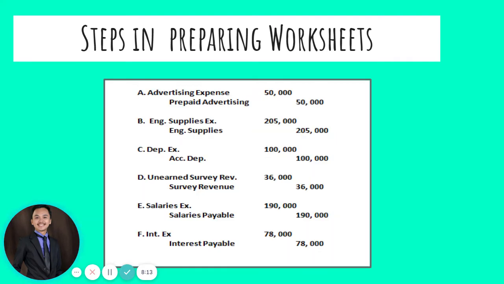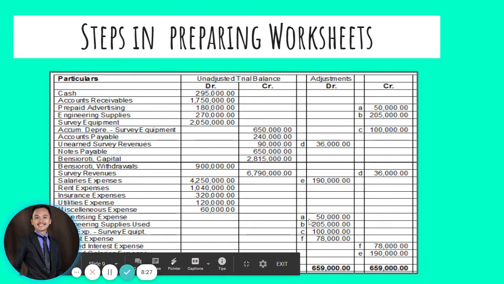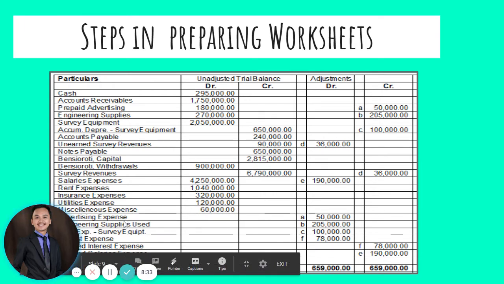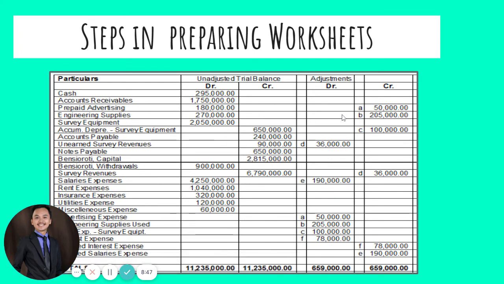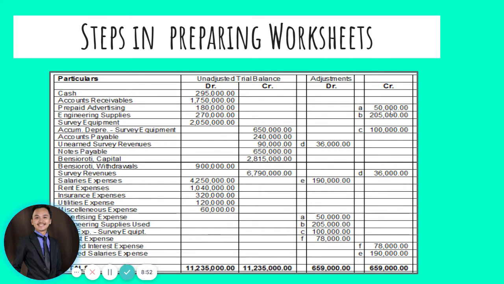So we have here letter A, advertising expense and prepaid advertising. You simply debit advertising expense, credit prepaid advertising. Since we don't have an existing amount for our advertising expense, you add that specific account title at the bottom. So we put advertising expense here for 50,000 and credit 50,000 for our prepaid advertising. Debit advertising expense, credit prepaid advertising.